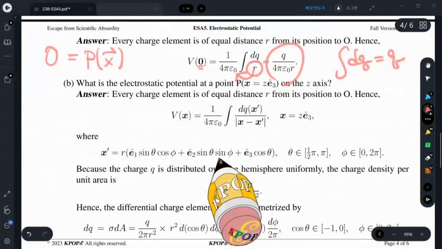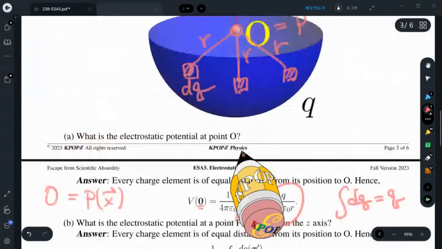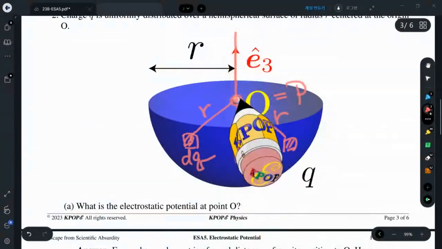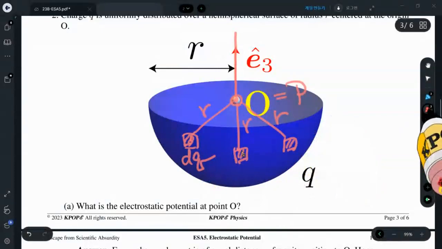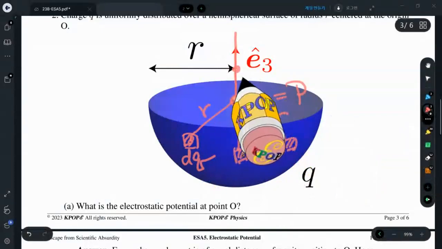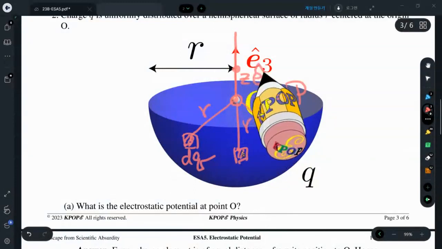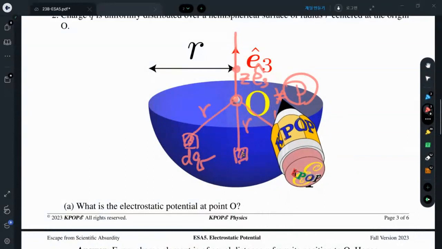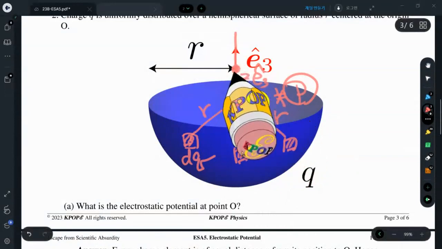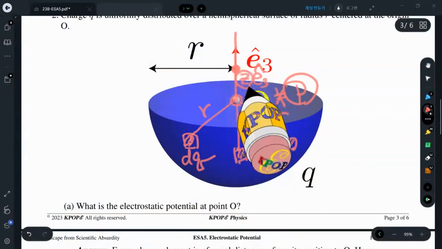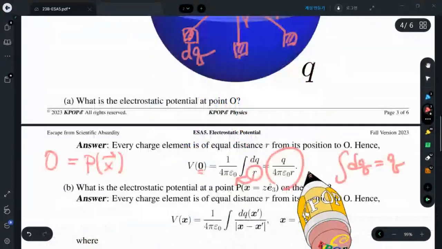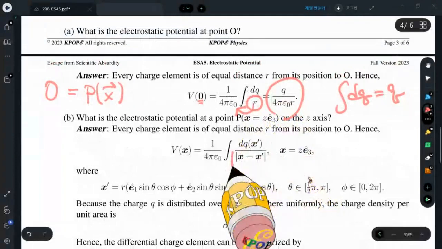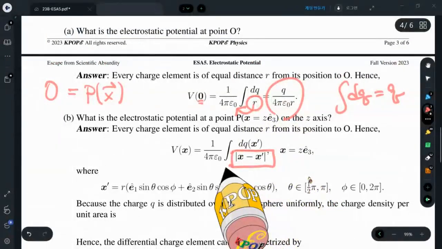Next, we consider a more complicated case. I have chosen a field point along this straight line that is normal to this plane. Our new field point is z e3 hat. It is not at the origin anymore and is shifted somewhere around here. And I have a new coordinate dependence z. Then everything is the same except that the distance should be modified.